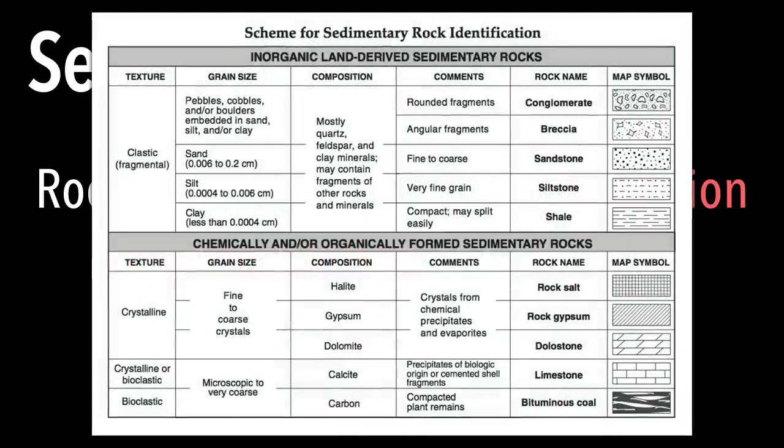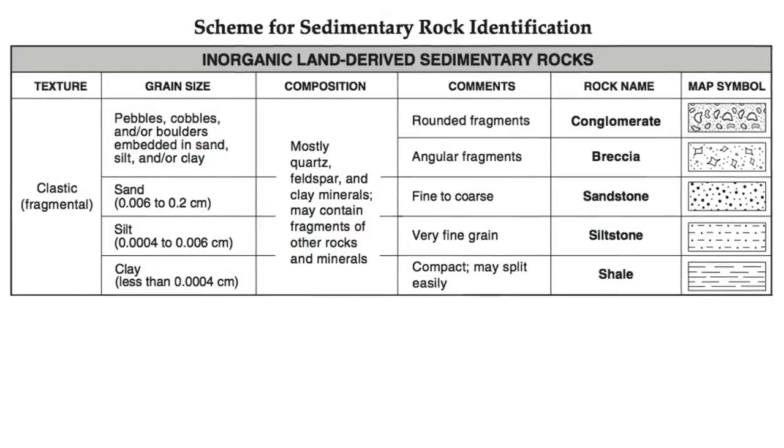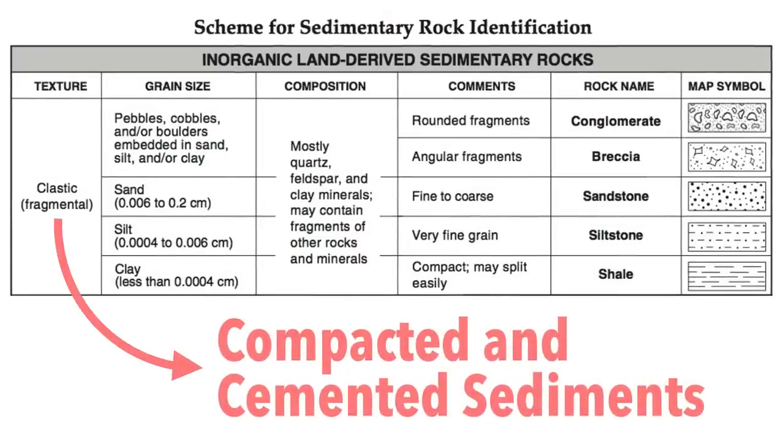So let's take a look at our New York State reference table on sedimentary rocks. Notice it's broken into a top and bottom portion. Let's begin with the top here. These are referred to as being clastic rocks, which simply means rocks that, as I mentioned, are made of compacted and cemented sediments. And it's very simple. Each rock is just made of a different combination or size of sediments.